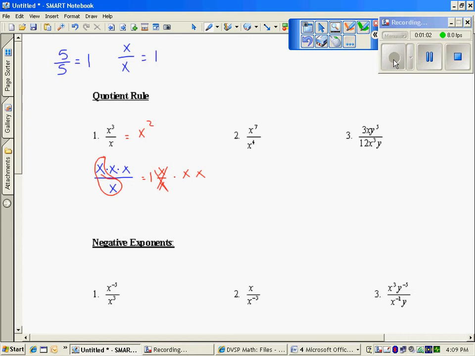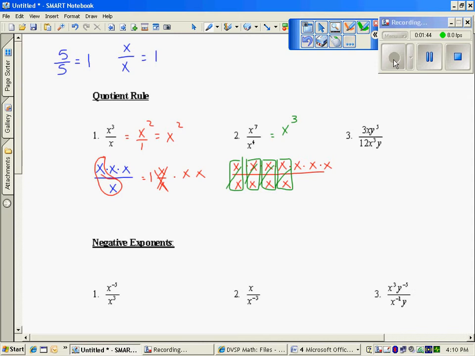Now that x squared is in the numerator. If I'd like, I could put a 1 underneath, or I can just write it as x squared. So through expansion, we're going to try to come up with this quotient rule for exponents. X to the 7th is equivalent to 7 x's being multiplied in the numerator, x to the 4th, 4 x's in the denominator. Noticing that each of these fractions simplify down to 1, I'm left with x times x times x, which is x to the 3rd in the numerator.